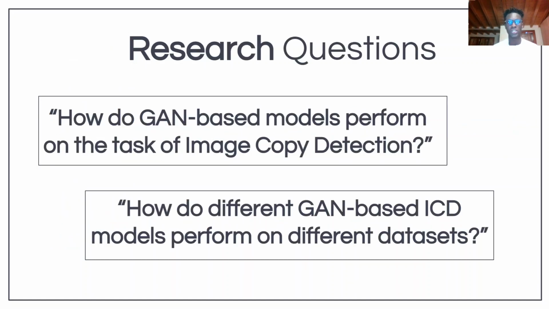The research questions are: how do generative adversarial network, GAN-based, models perform on the task of image copy detection? And how do different GAN-based image copy detector models perform on different data sets?